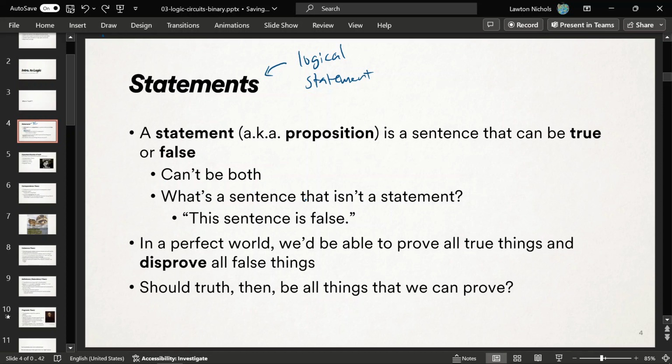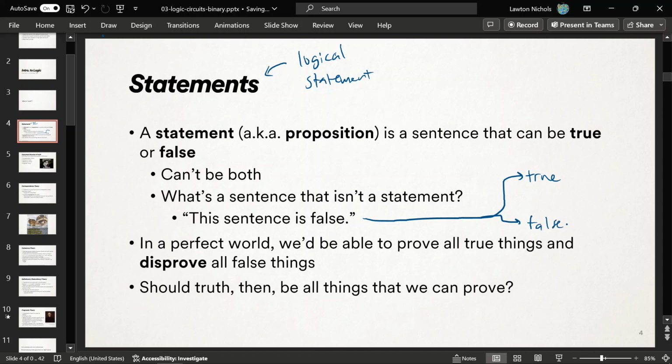So there are certain sentences that you can write that aren't statements. One of which is this sentence: "This sentence is false." This is not a proposition, and let's figure out why. If it were a proposition, it would either be true or false. If it were a statement, it would either be true or false. So let's try both options. It can either be true or false. Let's see what happens.